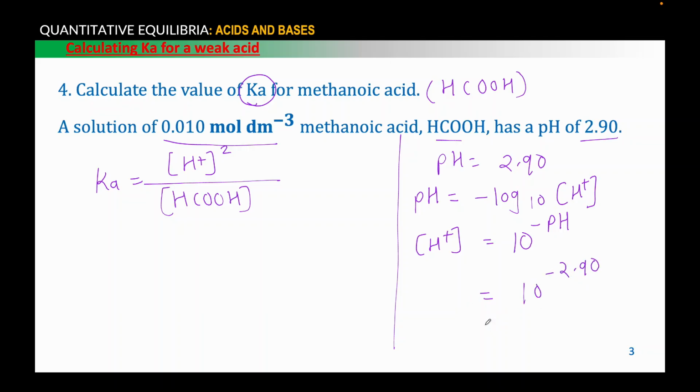Directly put it into the calculator, students, and you can calculate. It is equal to 1.26 into 10 to the power minus 3. This is H plus, in mole per cubic decimeter. So you can check your answer, students, 1.26 into 10 to the power minus 3. Now you got your H plus concentration.